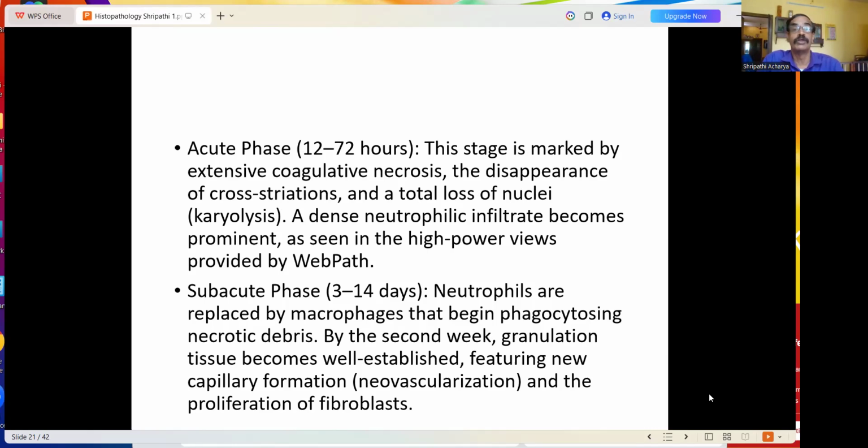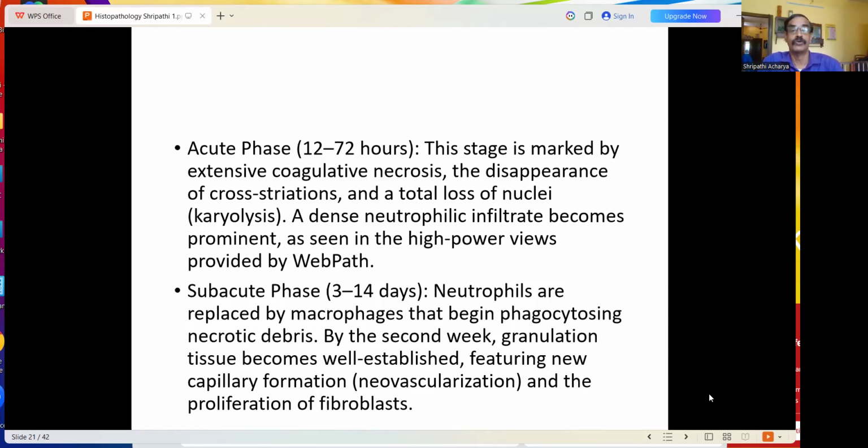Acute phase, that is 12 to 72 hours. This stage is marked by extensive coagulative necrosis, the disappearance of cross striations, and a total loss of nuclei, that is karyolysis. A dense neutrophilic infiltrate becomes prominent, as seen in the high power views provided by WebPath.